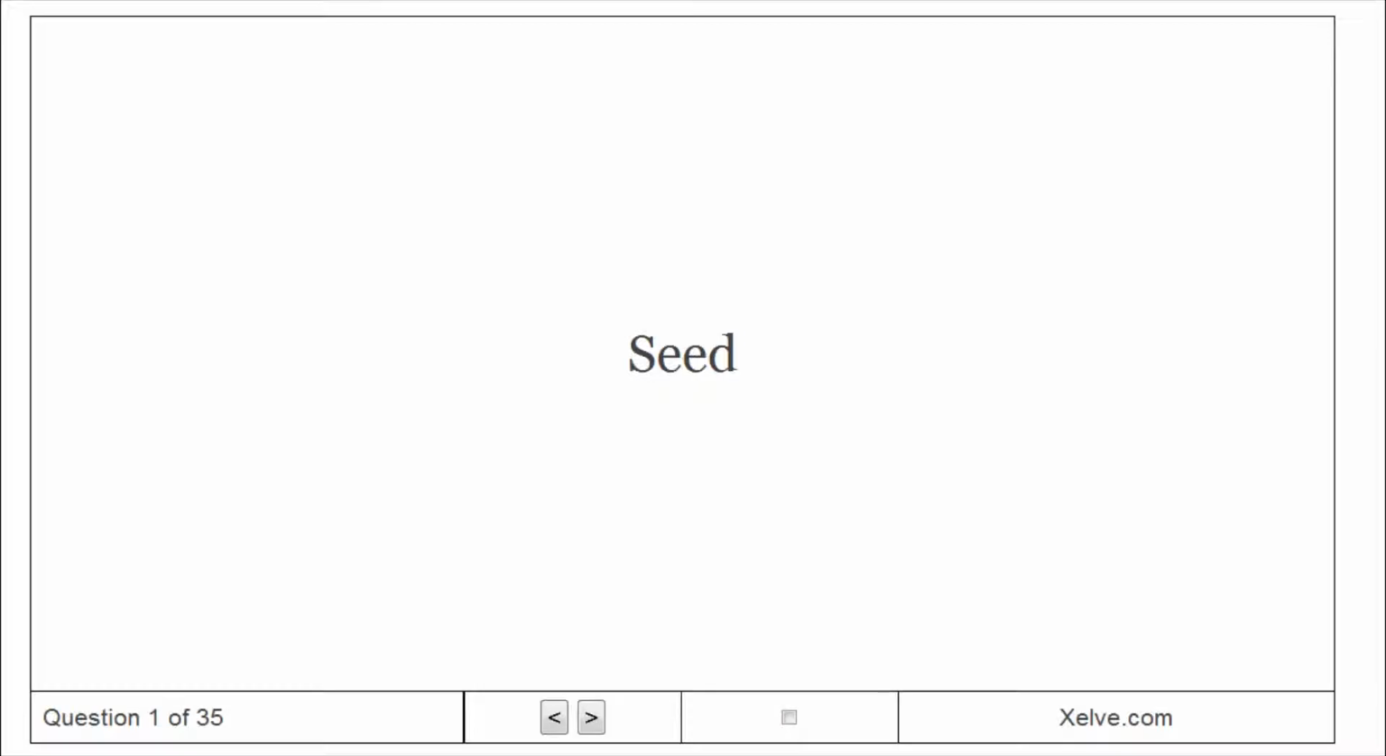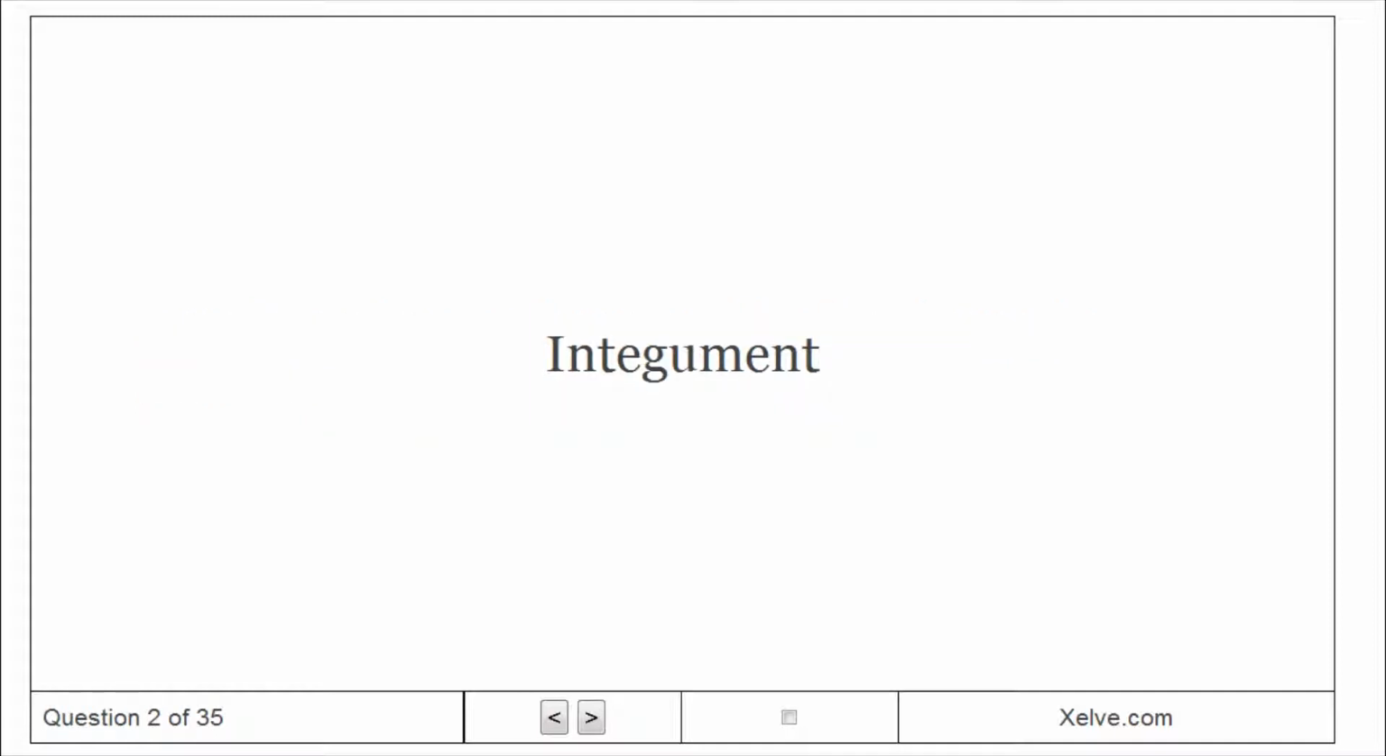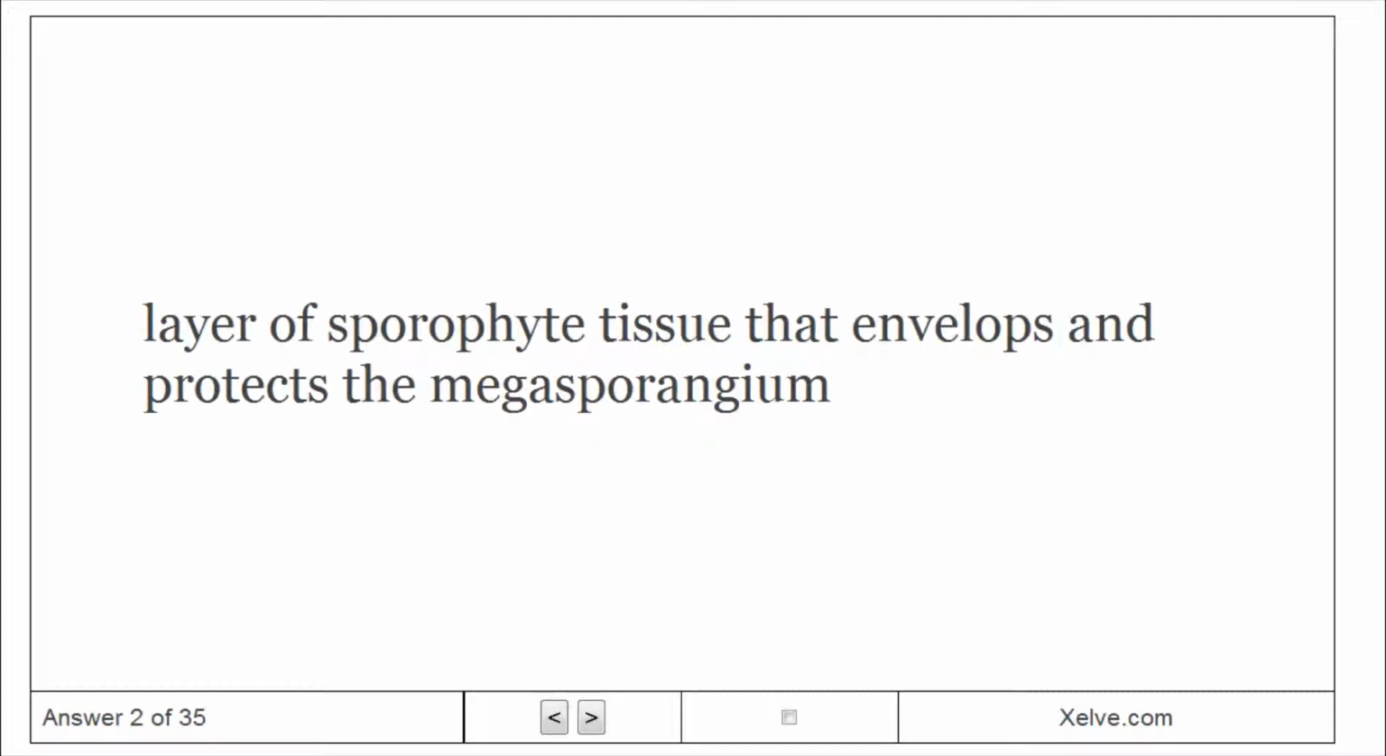Seed. Consists of an embryo and its food supply surrounded by a protective coat. Integument. Layer of sporophyte tissue that envelops and protects the megasporangium.